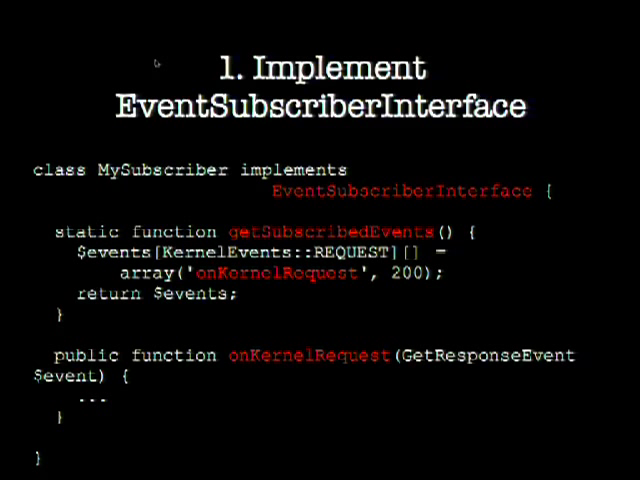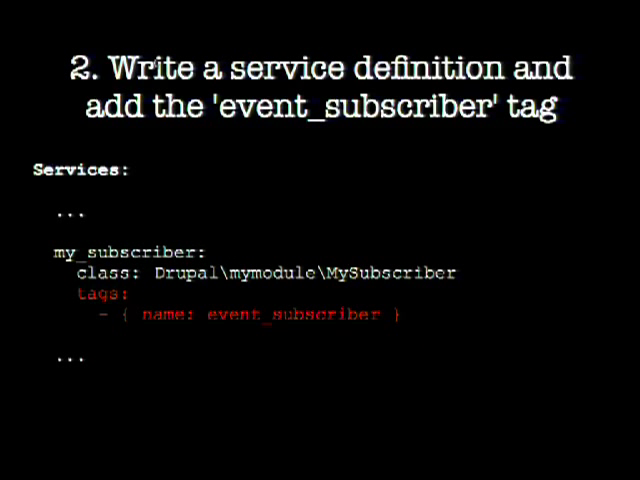So that's the interface that needs to be implemented to hook in. And then the other thing is that it will need to get defined as a service, and the service will need to be tagged as an event subscriber. One example of this is the path subscriber, which is responsible for resolving the request path to a system path. It subscribes to the request event, looks at one of the attributes of the request, and it has a dependency on the alias manager to look that up and convert it to a system path.